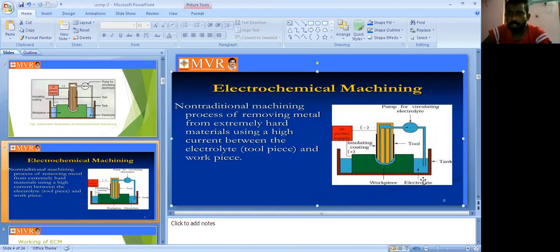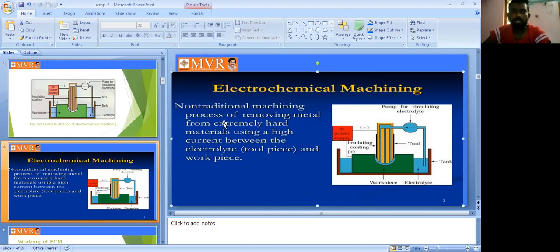Same diagram: the electrolyte, workpiece, insulating coating, and tool. There is a DC power supply with positive and negative terminals, and a pump. The pump circulates the electrolyte. Why is it circulating? For the smoothness of the cutting process, so the machine should keep the electrolyte circulating.